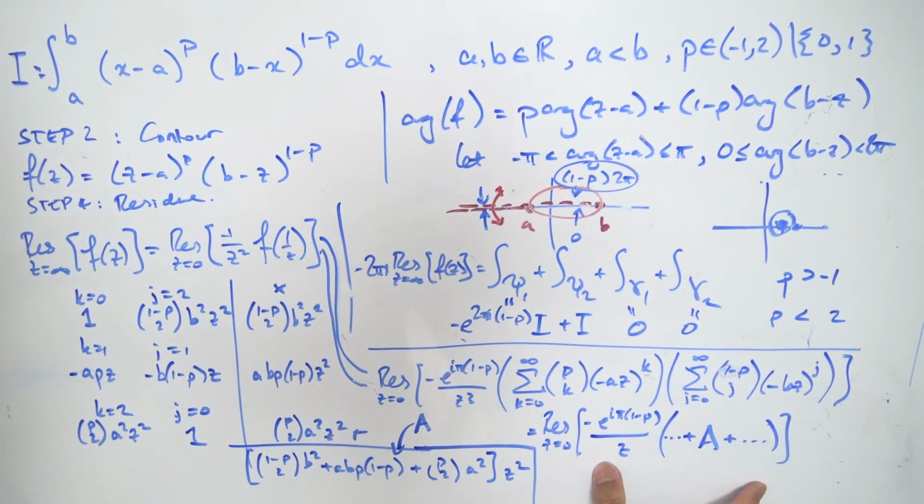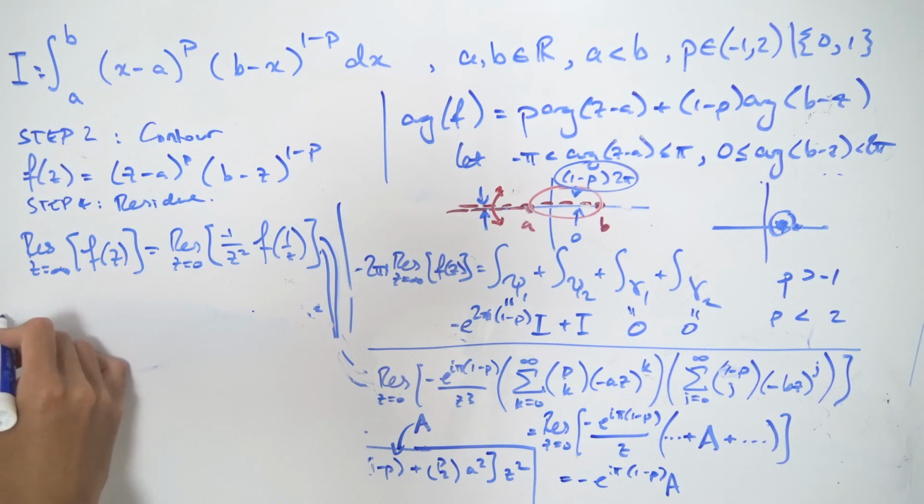And notice this function in here is in fact centered around 0 because we only have a z down here, and at 0 there's a pole. So the residue at z equals 0 of this function is just the coefficient in front of the 1 over z term, which just happens to be minus e to the i pi times 1 minus p, multiplied by A. Alright, so we've basically calculated the residue at z equals infinity, so this stuff was all equal to the residue at z equals infinity.